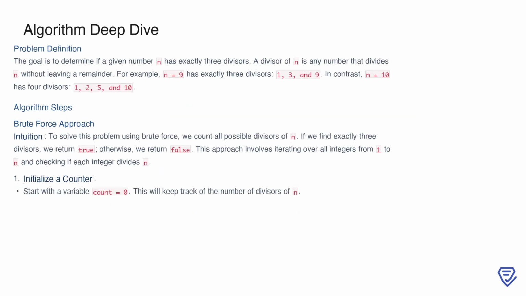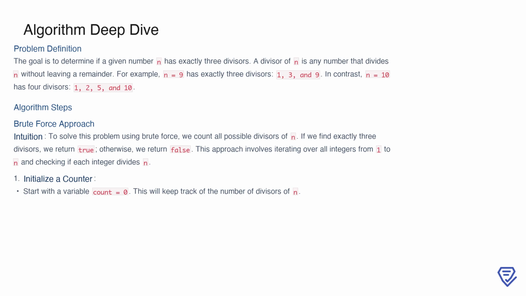To determine if a given number n has exactly 3 divisors, we first need to understand what a divisor is. A divisor is any number that can divide n without leaving a remainder. For example, when n is 9, its divisors are 1, 3, and 9, exactly 3 divisors. On the other hand, if n is 10, it has 4 divisors, 1, 2, 5, and 10, which means it doesn't meet the condition. One approach to solving this problem is the brute force method.